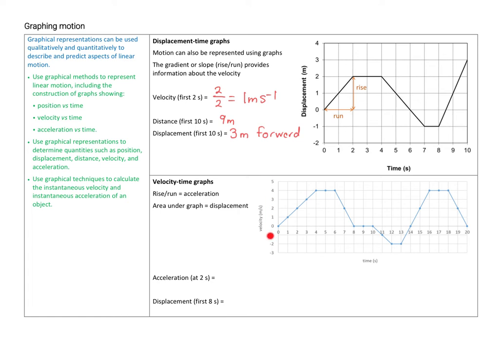So now we have velocity on the y-axis, displacement, take that back, velocity on the y-axis, time on the x-axis. This graph is showing how the velocity changes over time. So what's this graph showing? This object is speeding up.